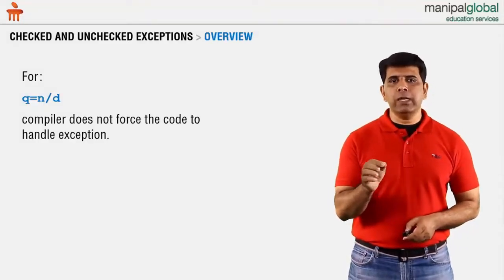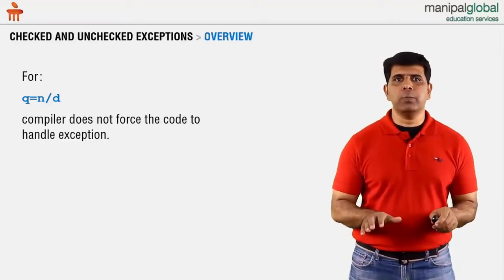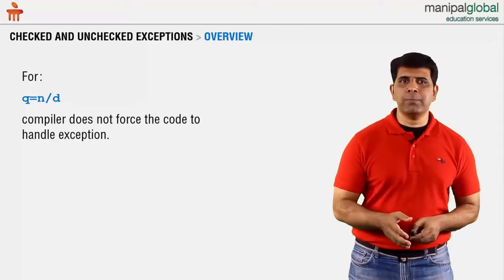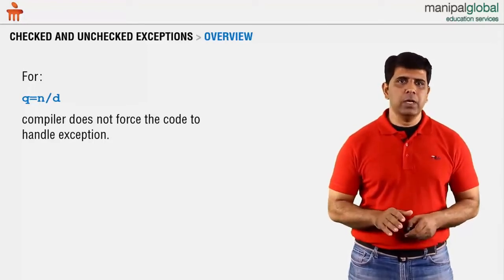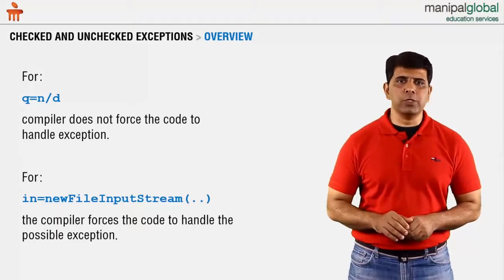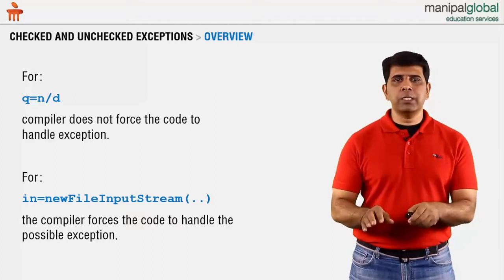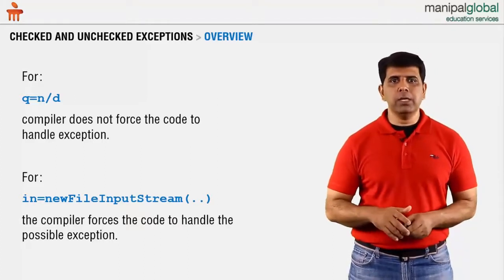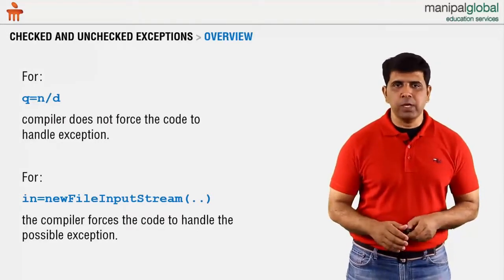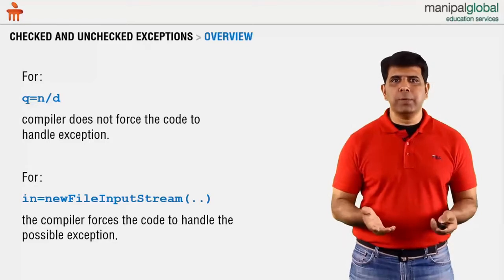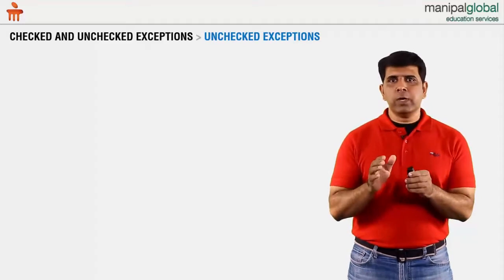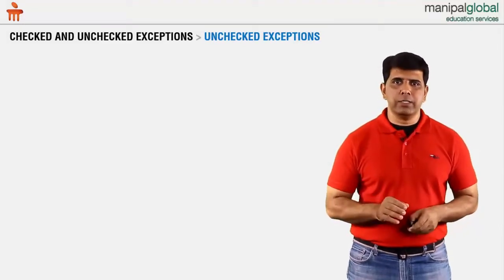For q = n / d, the compiler has no problem. It allows you to run the code, but only at runtime, if d happens to be 0, you get an error. But the compiler passes this statement. Now for in = new FileInputStream, the compiler tells you, hey, there is a potential problem here. You should surround this with try catch or handle this in a different way. In both cases there is a possibility of a runtime error, but why did the compiler say so only for this one? Let's look at what unchecked exceptions are to understand this.